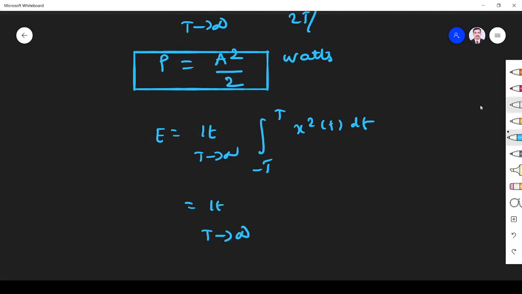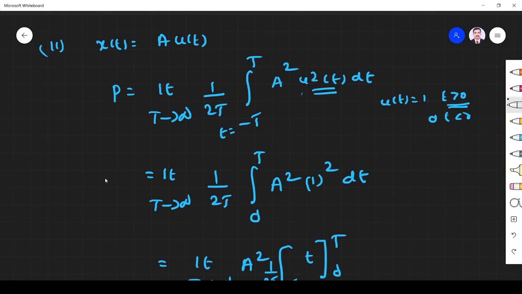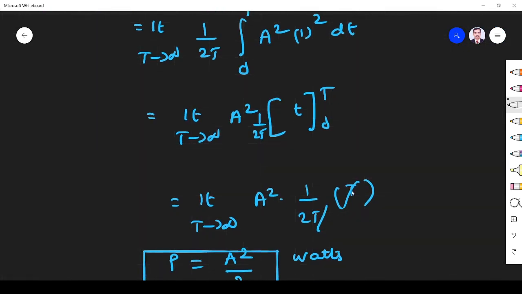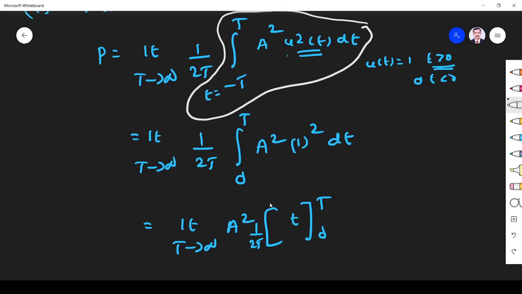See, what is this integration? Integral from minus t to plus t of a squared u of t dt. What is the value we got? We got t. So a squared into t only we got. This is what my integration is about for energy. So that answer is a squared into t.